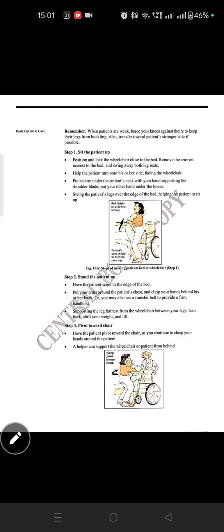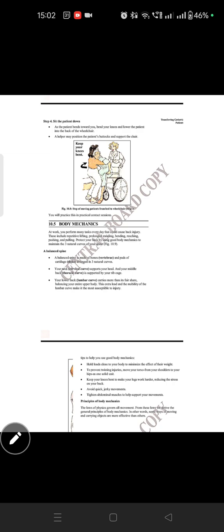Then next, how to sit the patient properly. Always keep the patient in the middle of the bed, not at the edge of the bed, because of fall precaution. Then we hold and place the patient. Then we go for the body mechanics.